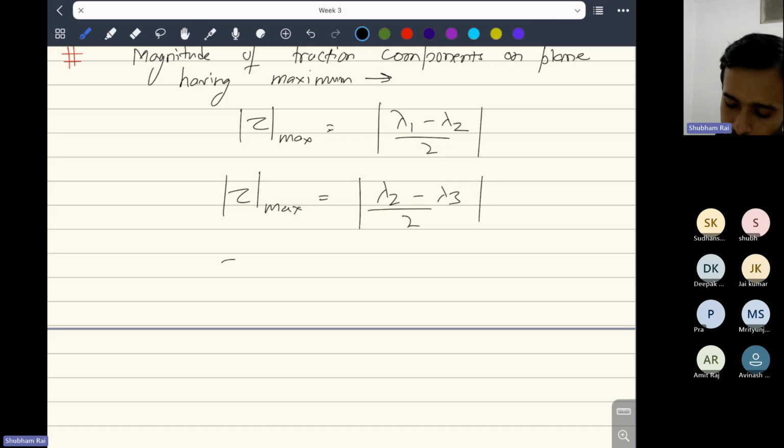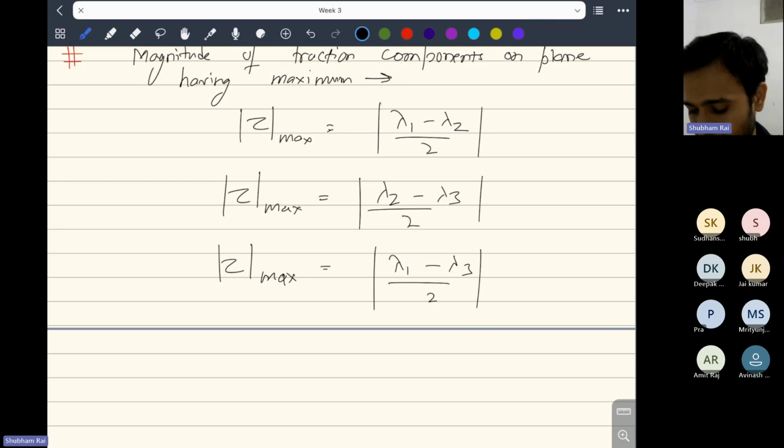Similarly, if you want to find out the maximum shear on a plane with plane normal perpendicular to the second principal direction, now you will have only lambda 1 and lambda 3. So your shear stress will be given by lambda 1 minus lambda 3 by 2. Okay.